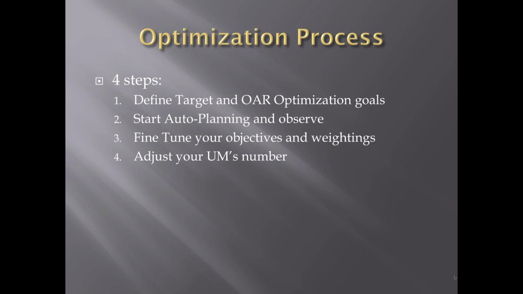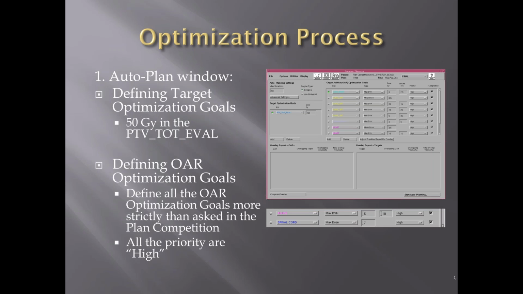So these are my goals that I enter in the auto plan window. I just ask 50 gray in the PTV, so it's eval, and for the OR I define optimization goals more strictly than asked in the plan competition, and all the priorities are high.